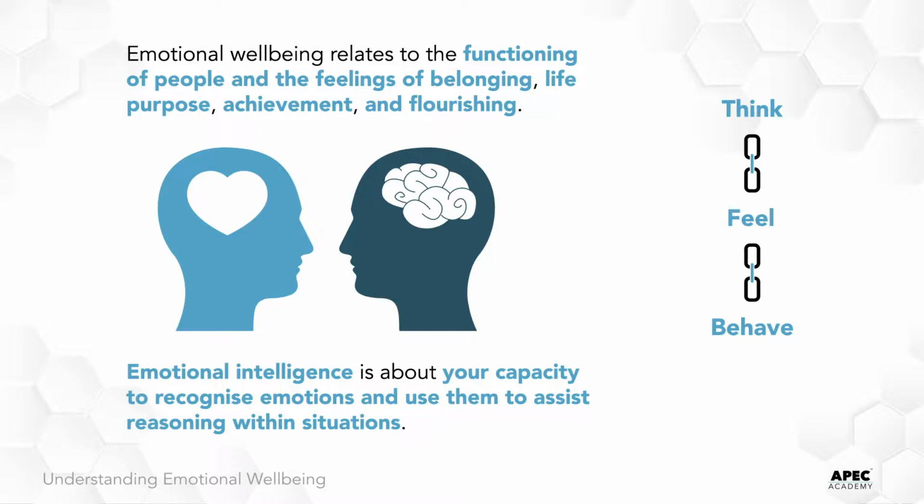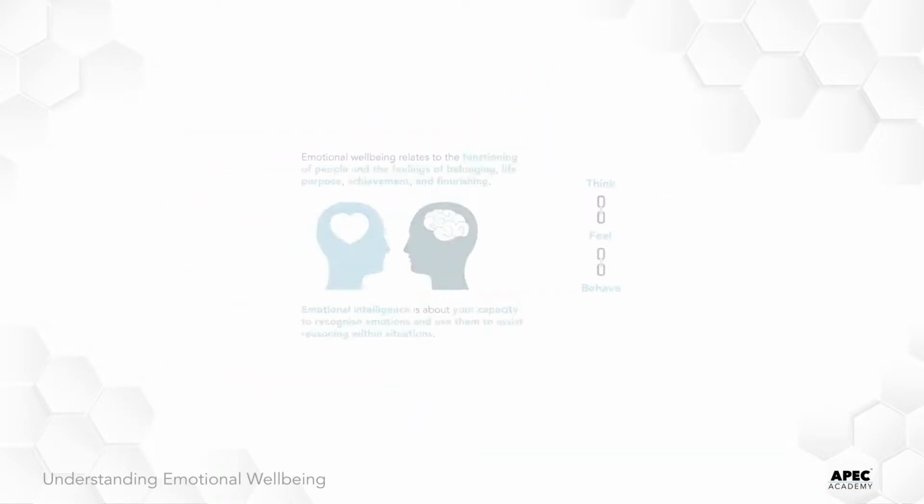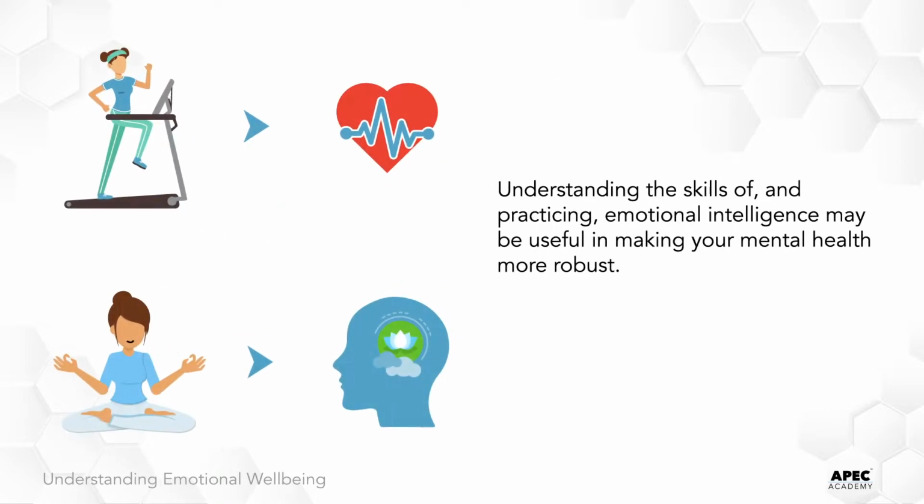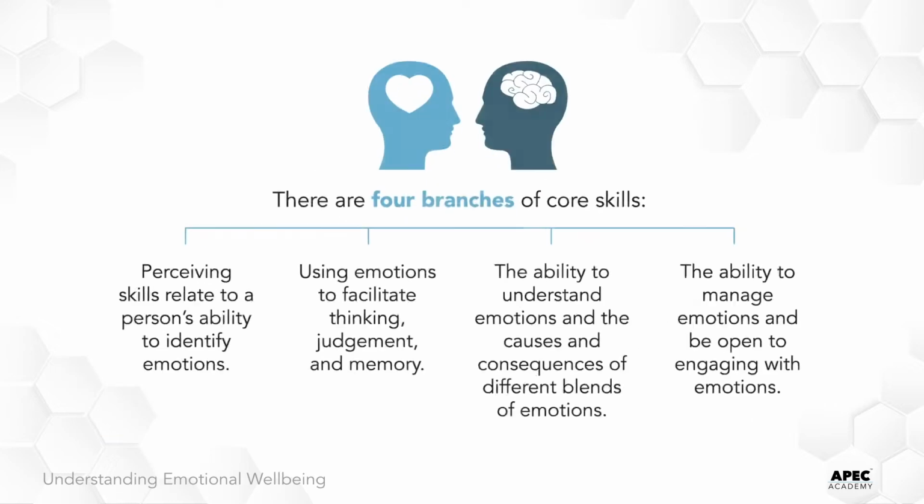One branch of science which has a role in this is emotional intelligence. The way we think, feel, and behave are linked, and therefore, the awareness and management of emotions plays a key role in decision making and responding to stressors. Emotional intelligence is about your capacity to recognize emotions and use them to assist reasoning within situations. Just like understanding what skills and practices are needed when thinking about how exercise can support heart health, understanding the skills of and practicing emotional intelligence may be useful in making your mental health more robust.